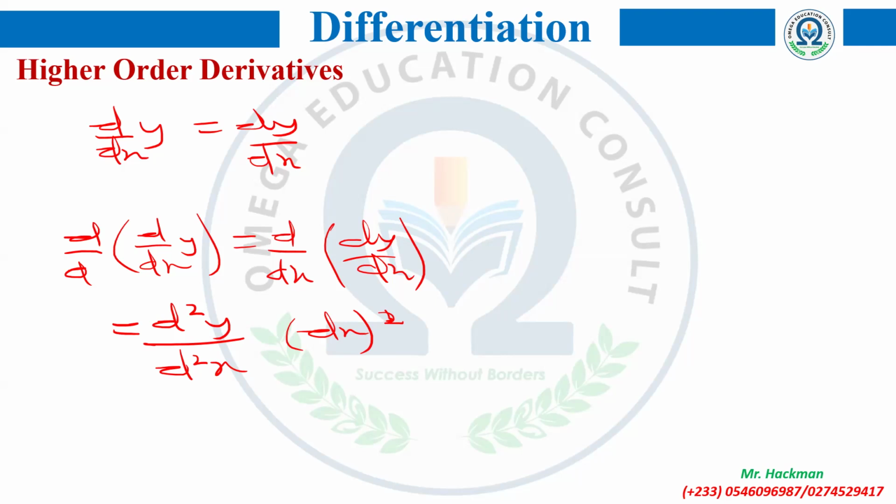Hello, are you with me? Yes, Kobe. I thought it would be d squared y over dx all squared. Very good.